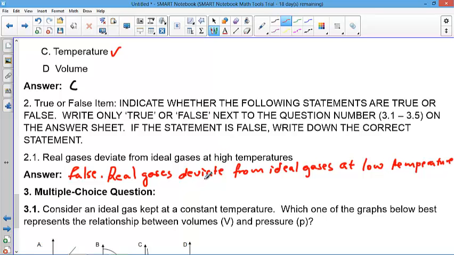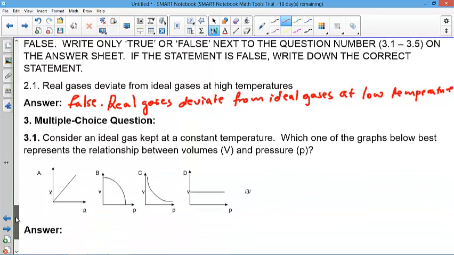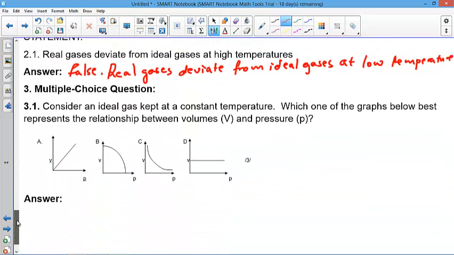And we know that because at low temperatures, that is where the particles of a real gas are going to be moving very, very slow, meaning that the intermolecular forces are going to start to affect the molecules, and therefore they're going to occupy volume, which is going to make them disobey Boyle's law and deviate from the behavior of an ideal gas. Therefore, real gases will deviate from ideal gas at low temperatures, not at high temperatures.